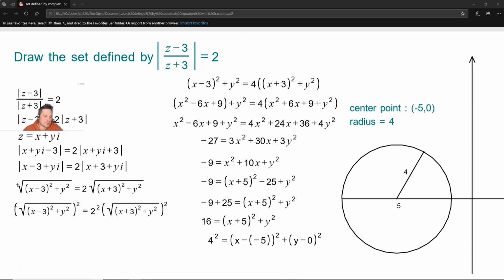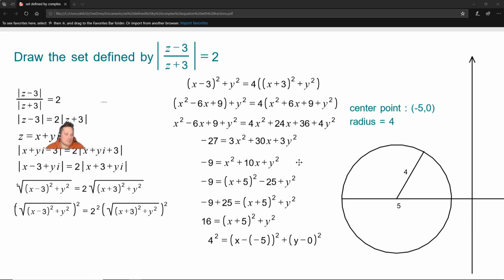So I'm going to begin here with |z minus 3| over |z plus 3| equals 2. What I'm doing at that step is applying the modulus to each of the top and the bottom individually as a first step. Then I'm going to multiply both sides by |z plus 3|. That's going to give me |z minus 3| equals 2 times |z plus 3|.